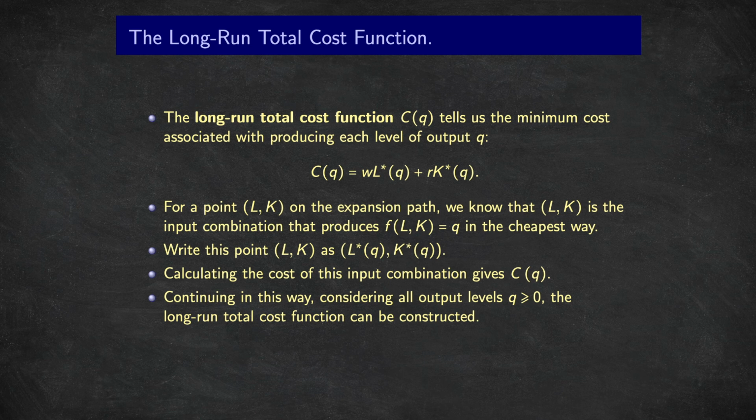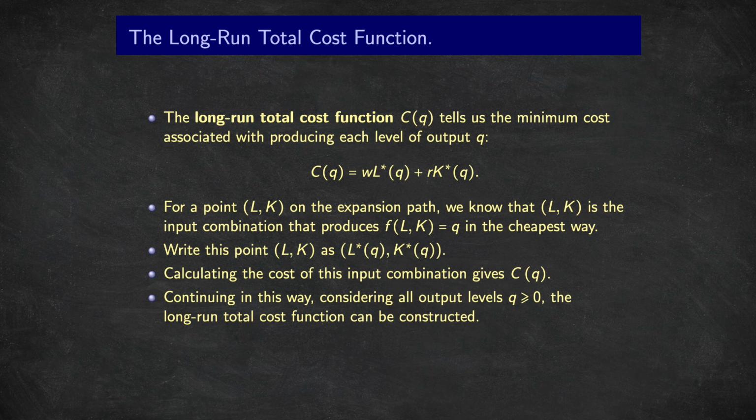Now we could write C of Q is equal to W times L star as a function of Q, so the optimal amount of labor associated with that target level of output, plus R times K star as a function of Q, so the optimal amount of capital associated with that target level of output. How do we do this?